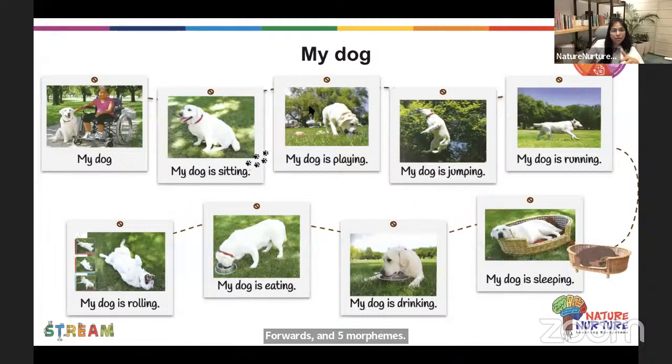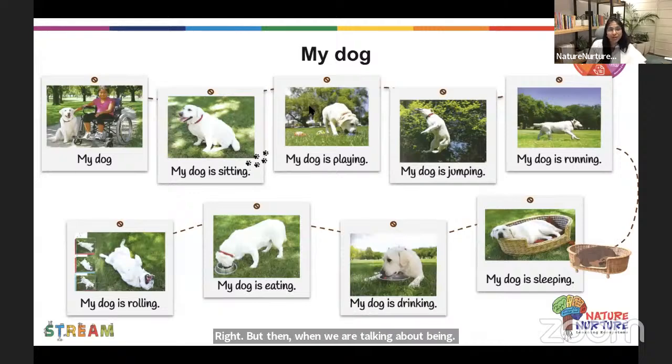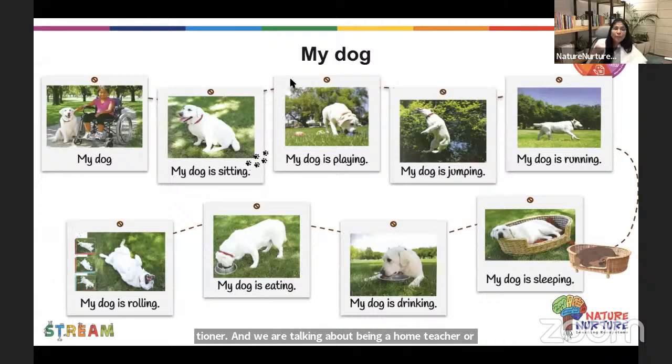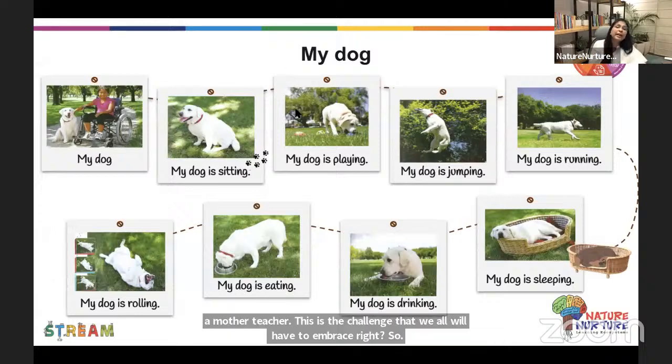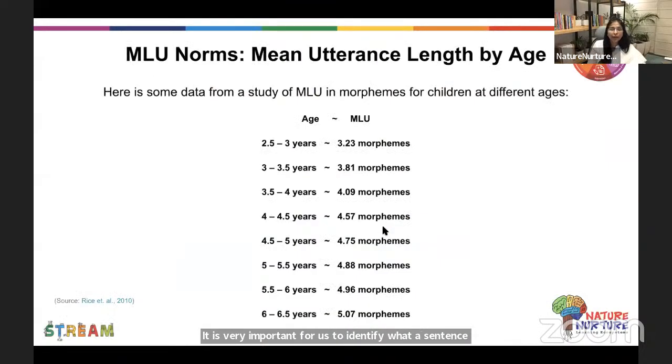Wonderful, wonderful. So how the child is using sentence structure defines the proficiency level of your children. But before that, as a practitioner, we need to understand what correct sentence structure is. I do understand all of you are not English teachers, right? But when we are talking about being a foundation years practitioner and being a homeroom teacher or a mother teacher, this is the challenge that we all will have to embrace, right? So it is very important for us to identify what a sentence structure looks like, right? So we move ahead. I think you all are very, very receptive.